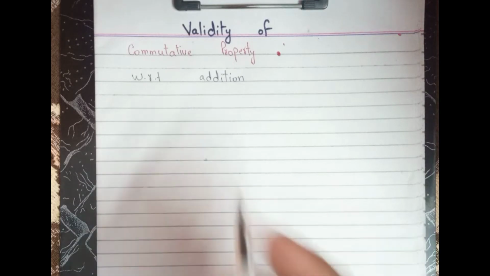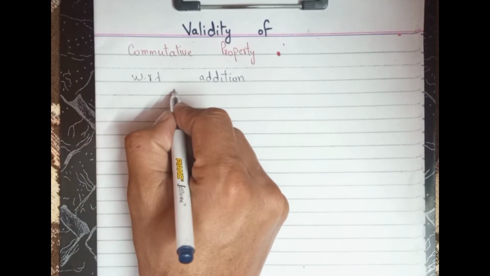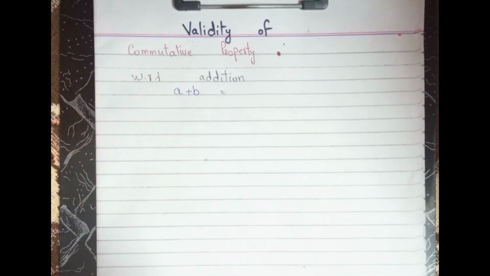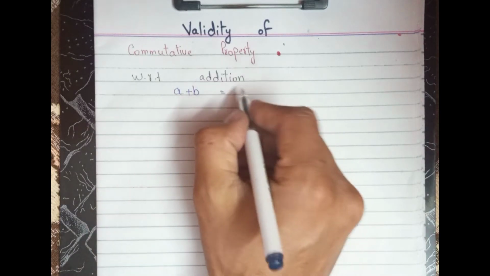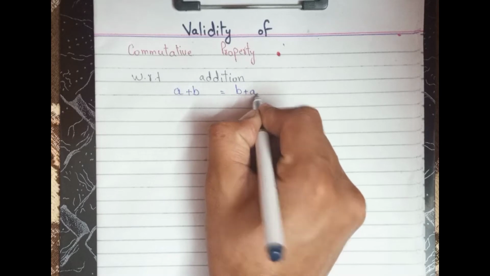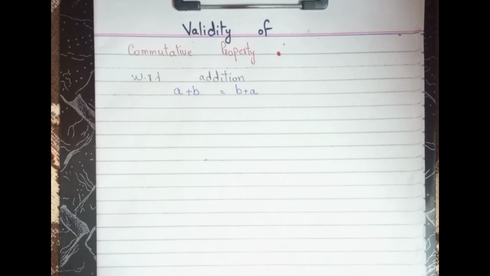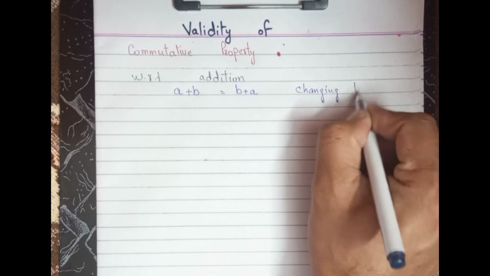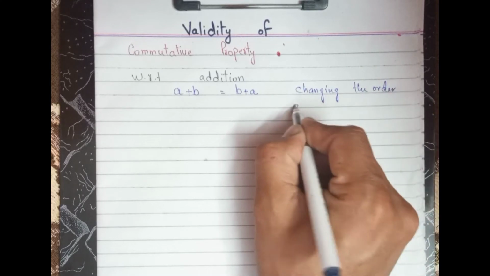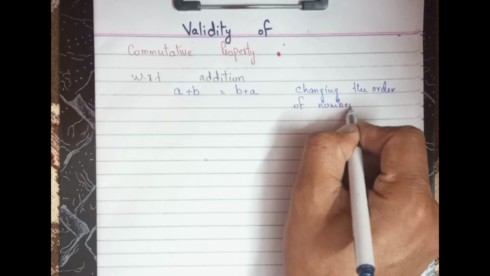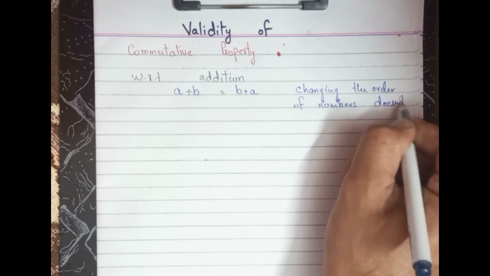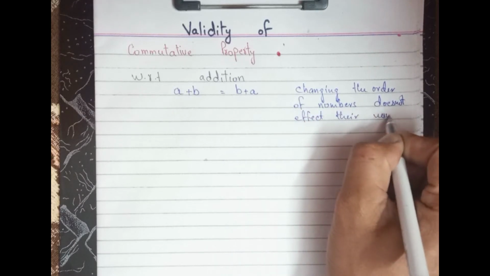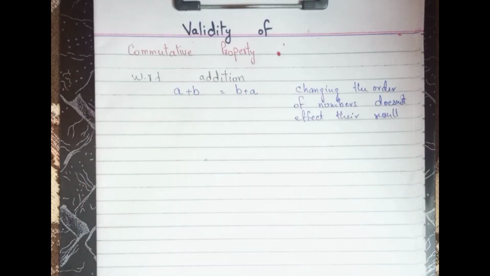Now, if we are going to add two numbers, that is A and B, commutative property with respect to addition will be A plus B must be equal to B plus A. That is, changing the order of numbers does not affect their result. In this case, the operation is addition.